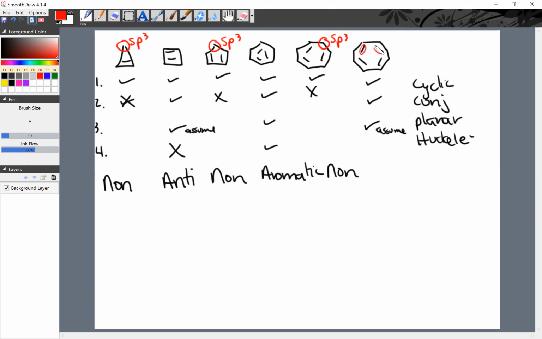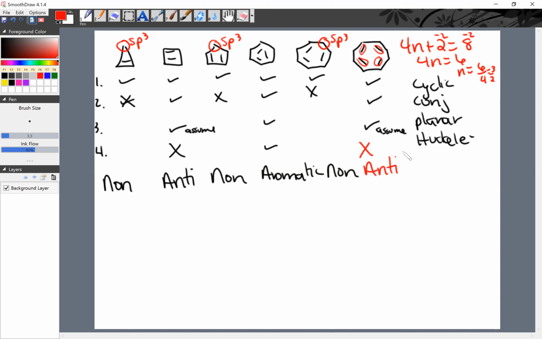And 1, 2, 3, 4. So 4 times 2 is 8. So 4n plus 2 is equal to 8. Subtract 2 from both sides. So 4n is equal to 6, and n is equal to 6 fourths, or 3/2. Okay. This one is anti.